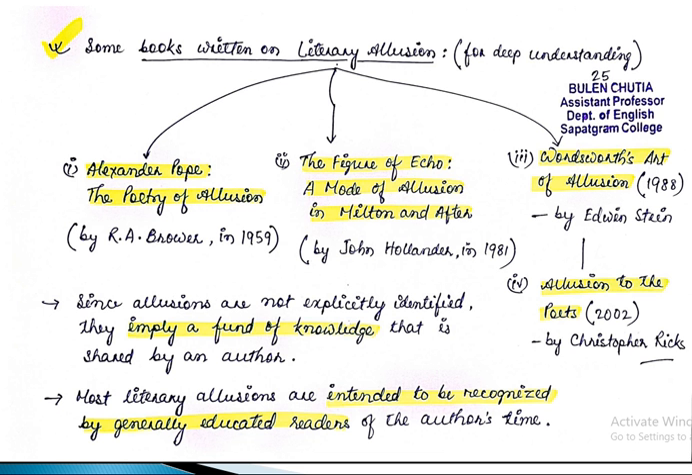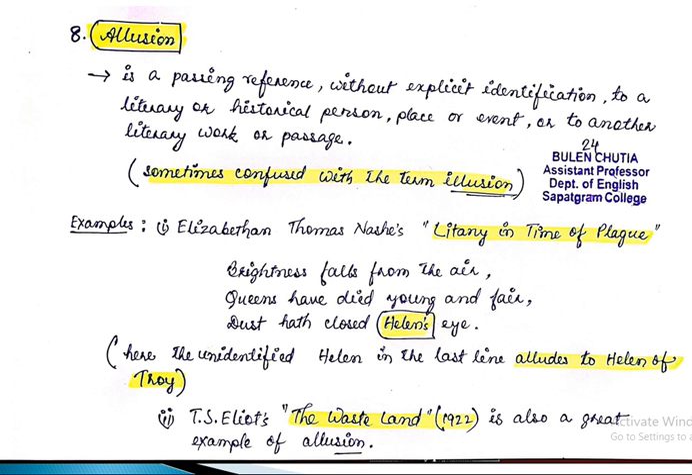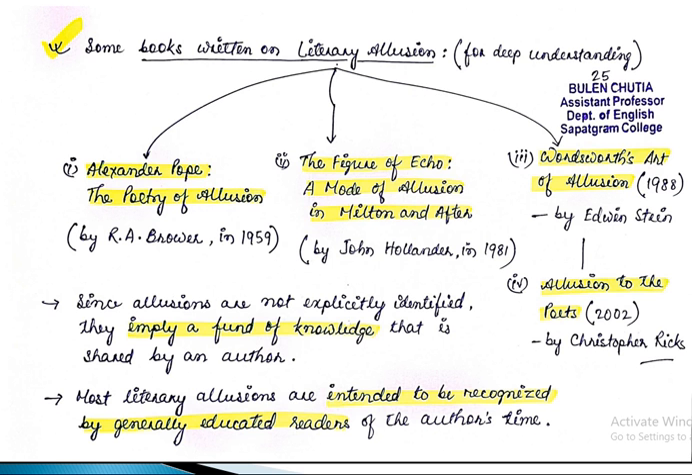Okay, allusion is a very simple term, and it is explicitly used in the works of Thomas Nashe and T.S. Eliot. I have already told you. So you just try to remember what I have told in this class so that you can answer all these things very properly while sitting in any kind of examination.